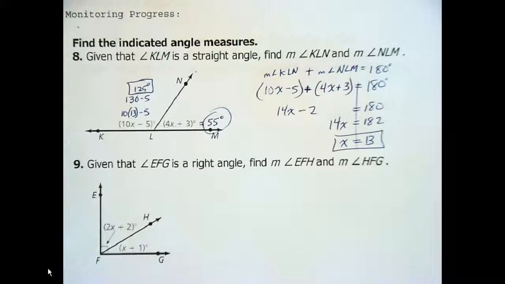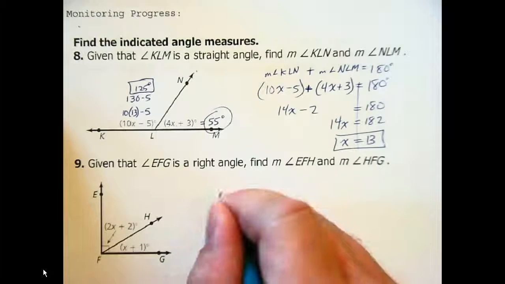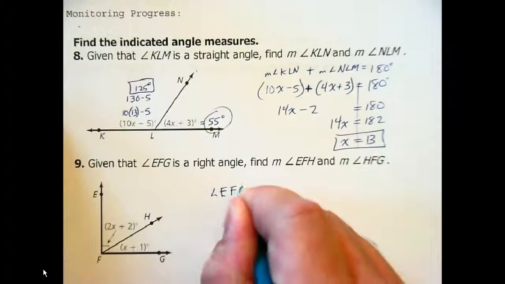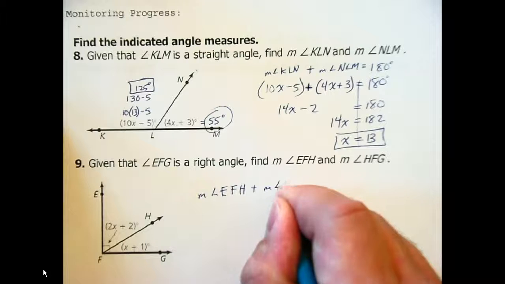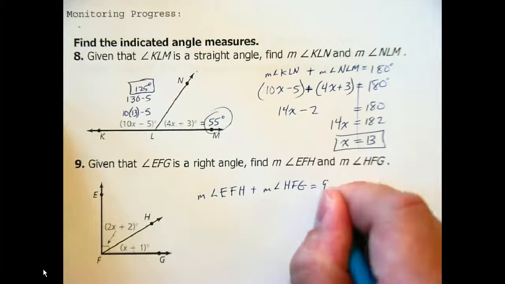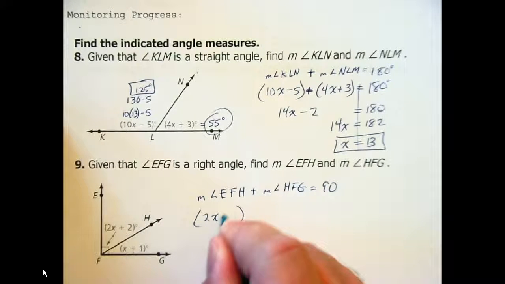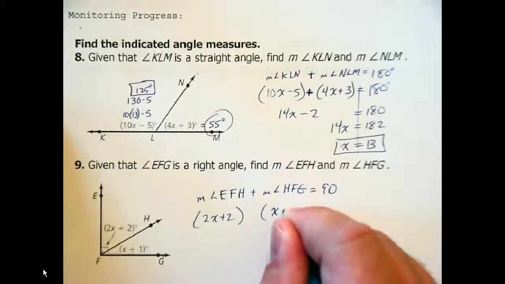All right, if you haven't finished 9, go ahead and finish it now, please. Here we've got this angle plus this angle, EFH, so the measure of EFH plus the measure of angle HFG all has to equal 90 degrees. EFH is 2x plus 2. HFG is x plus 1. Yes, Danica?